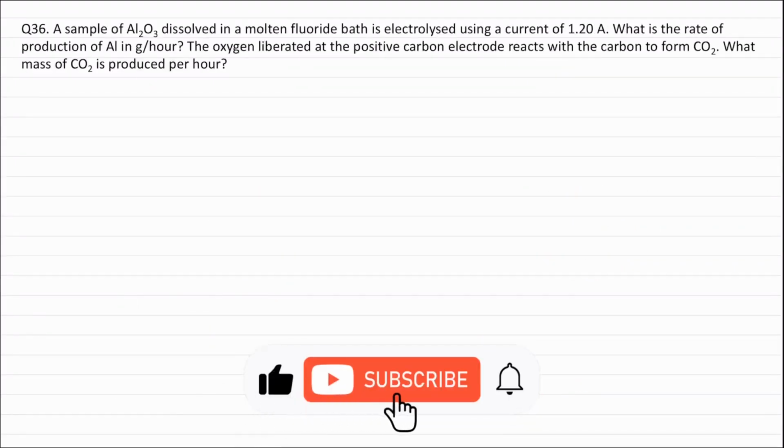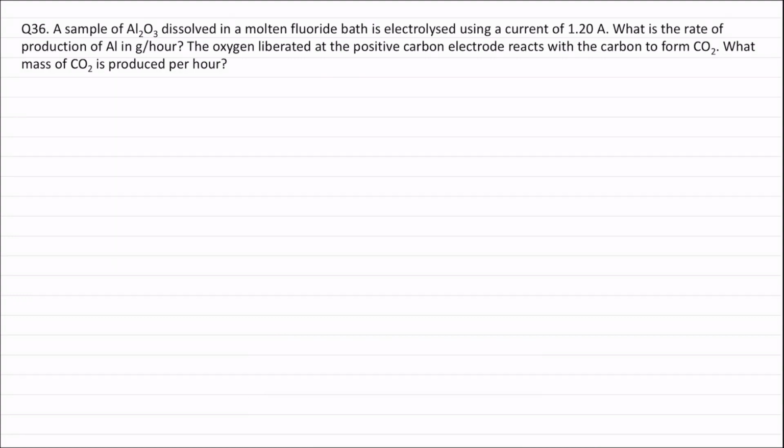Question 36. A sample of Al2O3 dissolved in a molten fluoride bath is electrolyzed using a current of 1.20 ampere. What is the rate of production of aluminium in gram per hour? The oxygen liberated at the positive carbon electrode reacts with the carbon to form carbon dioxide. What mass of carbon dioxide is produced per hour?